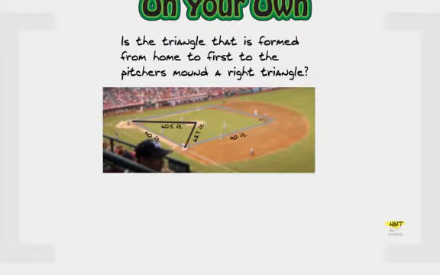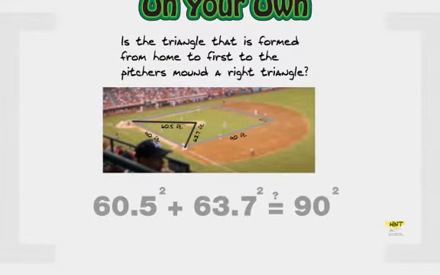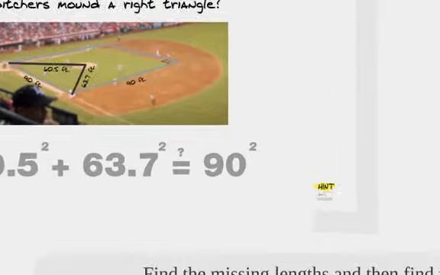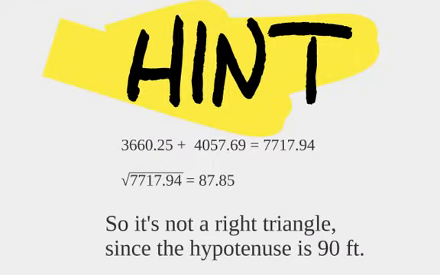Well, take 60.5, square it, add it to 63.7 squared, and does that equal 90 squared? Just like this. Is that true? Let's see. What you end up with is that when you add those two together, you get 87.85. So no, it's not a right triangle. Man, it's sure close though, isn't it? 87, 88 to 90 feet. It's not exactly a right triangle, but it's pretty darn close.